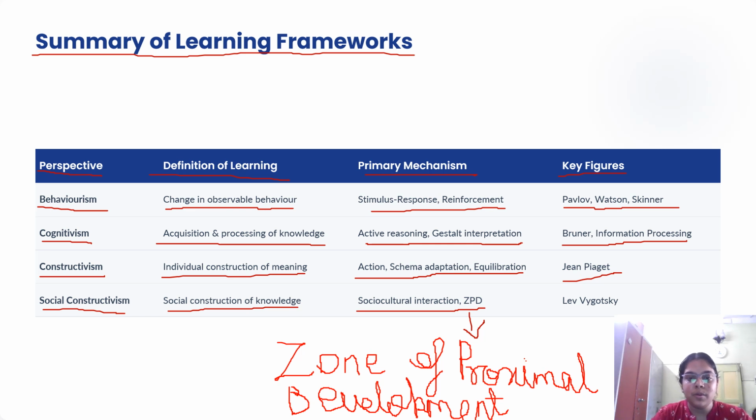The full form of ZPD is Zone of Proximal Development. For now, just learn the full form of ZPD. Later, it will be discussed in another unit, about ZPD and the social constructivism theory, which was propounded by Lev Vygotsky. The proponent of this social constructivist theory is the theorist Lev Vygotsky.